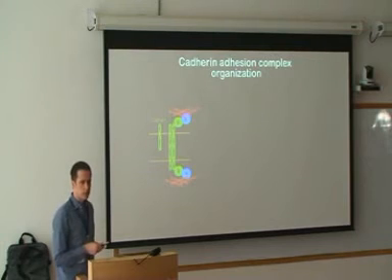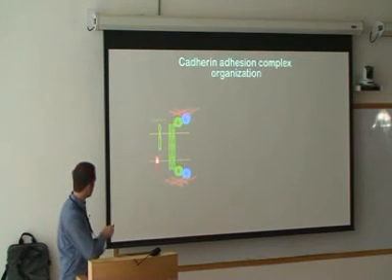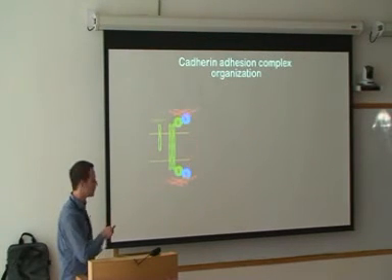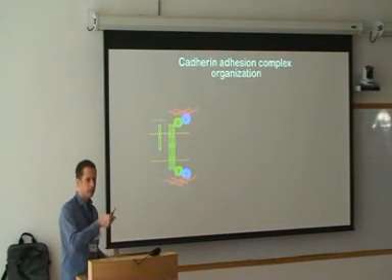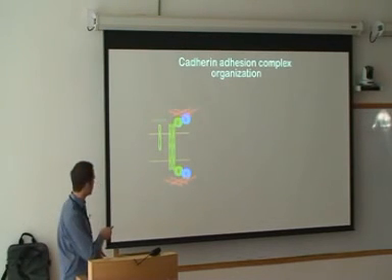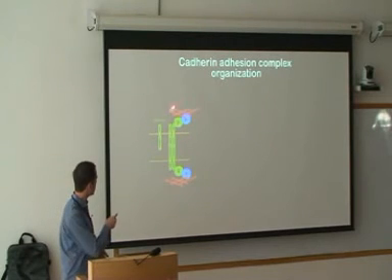And what we were asking is, if you pull on this complex here, where does it break? To know what actually determines this mechanical coupling function of the adhesion complex. Is it breaking here? Is it determined by the binding affinity of cadherins to each other? Or does it break somewhere down here?